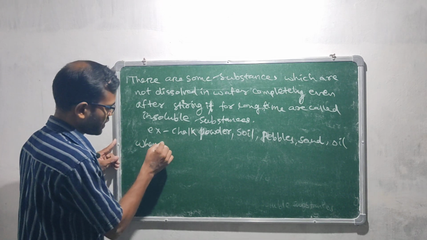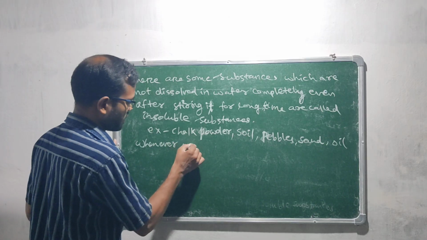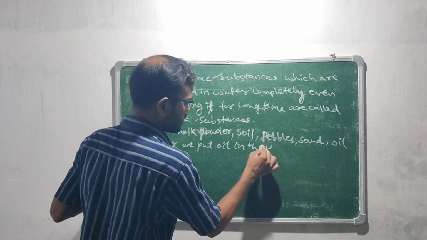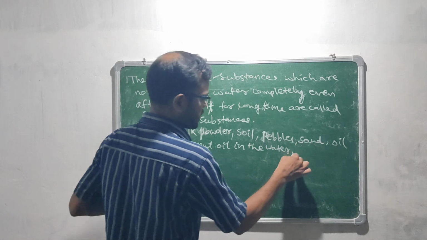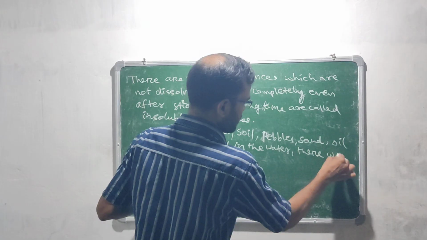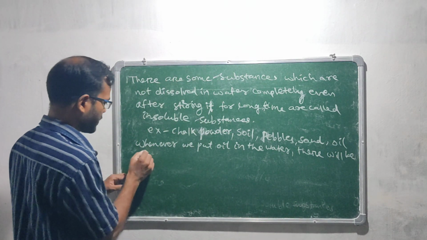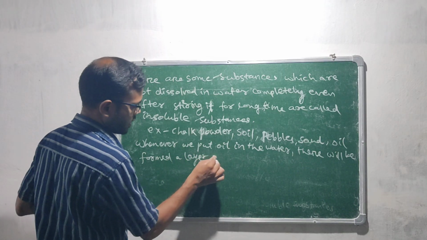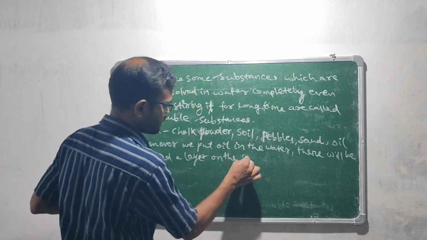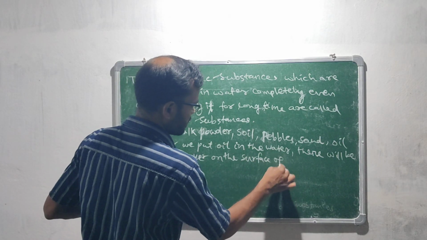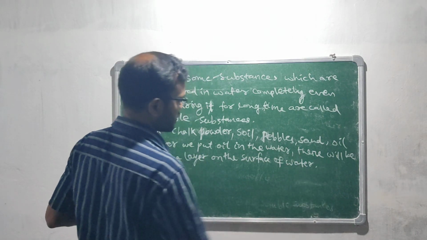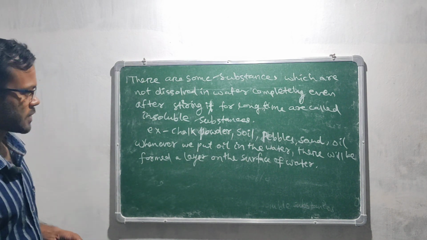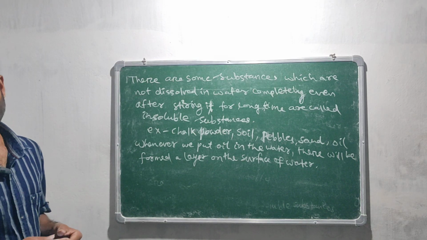Whenever we put oil in the water, a layer will form on the upper surface of the water, on the surface of water. Okay, because oil is not soluble in water. But not all liquids are insoluble in water.